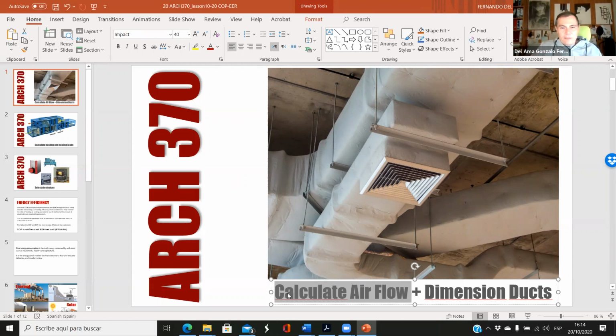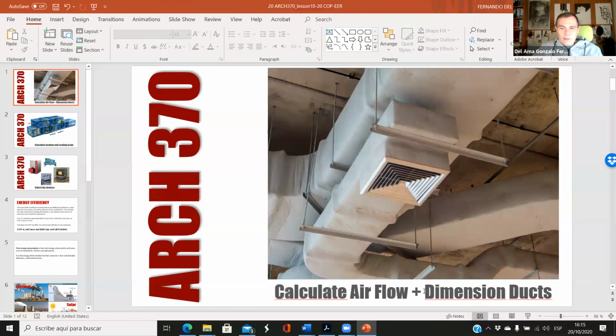So this is the first thing we have done. Okay, so how many people do we have here? What is the use of the building? If it's not a smoking area, or a theater, or a gym, we can just multiply the number of people times 20, and we have the total CFM. So this is how we calculate the airflow.